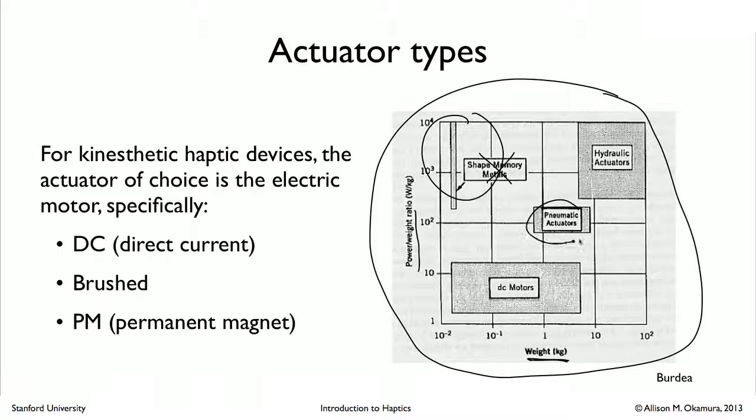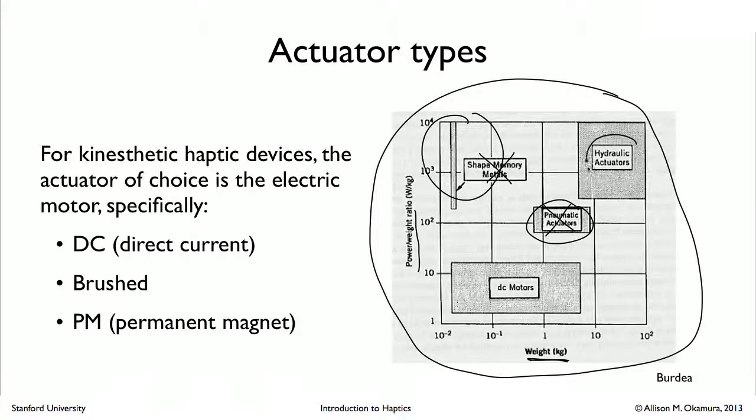Pneumatic actuators are another possibility. They have some intermediate advantages. Pneumatic actuators simply use air pressure in order to create a force on the user. Problems with pneumatic actuators can include actually being able to translate that air pressure into a very precise control output that the user can feel. And so we're also going to eliminate pneumatic actuators here.